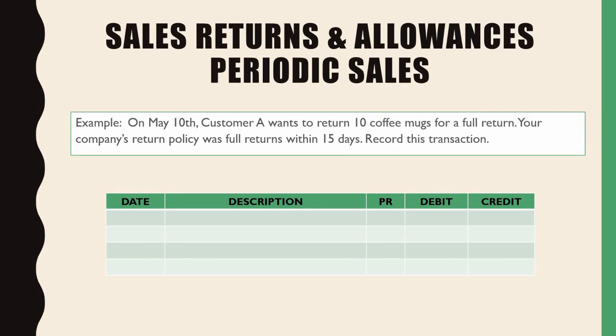So now, let's talk about our first returns and allowances example here. On May 10th, customer A wants to return 10 of those mugs for a full refund. Maybe customer A didn't need all 50 cups, they only needed 40. So they come back to the store and say, I don't need these 10 extra cups and I want a full refund. Your company's return policy was a full refund within 15 days. They bought it on May 1st, it's May 10th, so they made the return policy window. Therefore, let's go ahead and record this transaction.